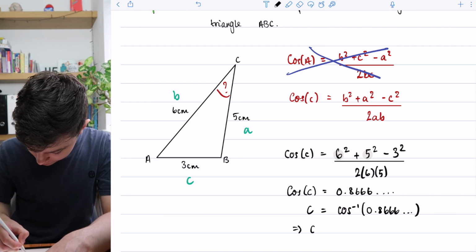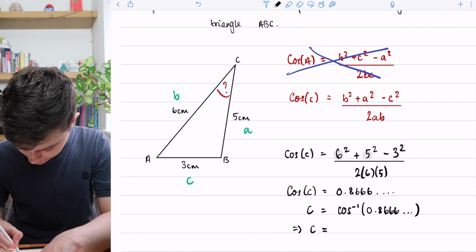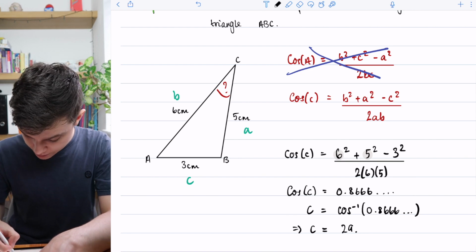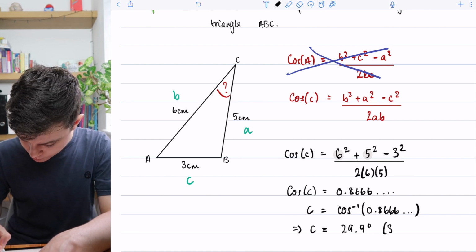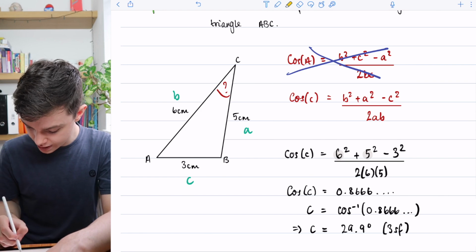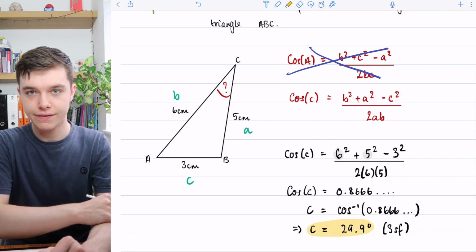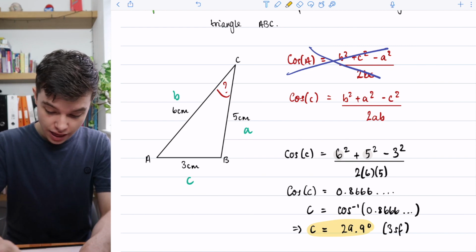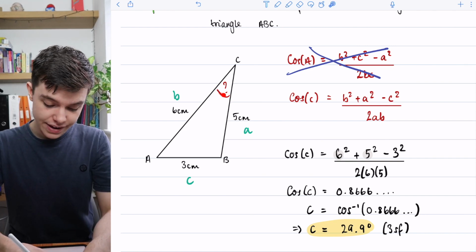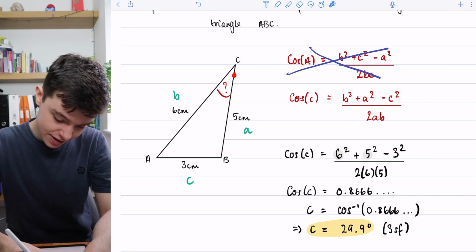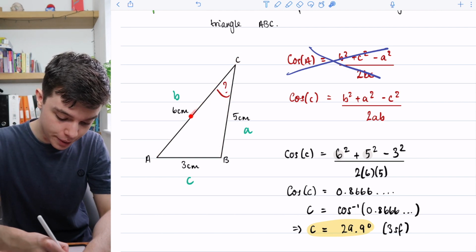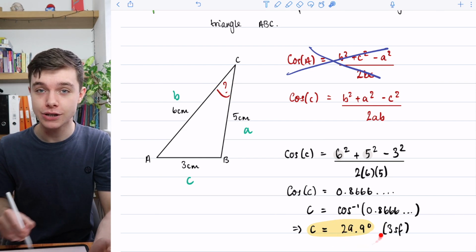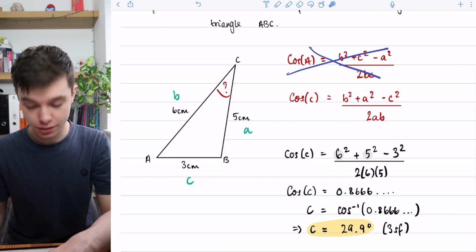Which then tells me that C, when you put that into your calculator, if it's in degrees mode, there should be a D at the top, is 29.9 degrees, and I'm just going to write 3 significant figures. Again, give your answer to 3 significant figures. And if you actually have a look at the triangle, that kind of makes sense. This angle here, if this was sort of our protractor line going up here, it looks about right to be about 29 degrees. So our answer is correct there.